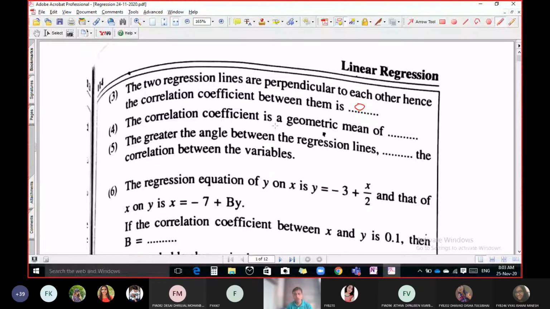Okay. The correlation coefficient is the geometric mean of BYX and BXY. Correct. Regression coefficient. You are absolutely right. Geometric mean of regression coefficient. That means BXY and BYX.